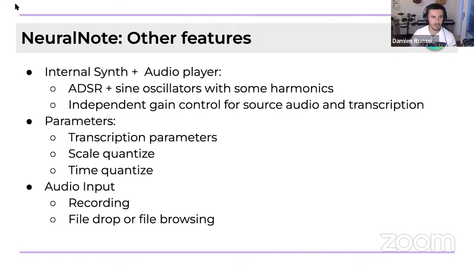Then some words about the other features that are non-ML based in NeuralNote. So I recently implemented an internal synth so that we can listen to the transcription right in the plugin without having to export the MIDI and then listen and then adjust and then re-export and so on. So that's a quite nice feature, but it's just a simple ADSR plus some sinusoids with some harmonics. It's not sounding great, definitely not. So I'd like to get some improvements here.